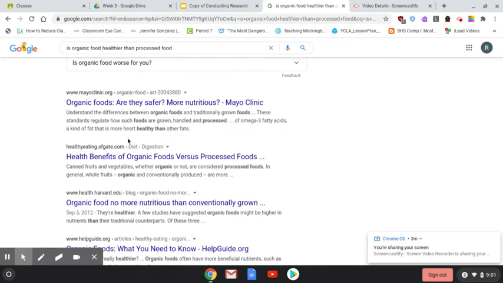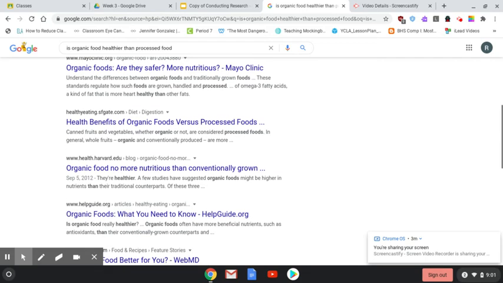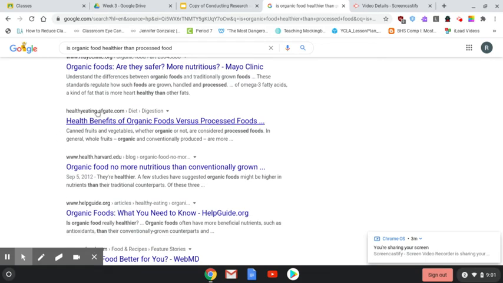Healthy Eating, sfgate.com is talking about diet and digestion. Health benefits of organic foods versus processed foods. As I'm looking through this, I would keep scrolling. That is not one that I would look at. It's Healthy Eating. It's nothing that I've heard of before as a specific organization. And again, it's .com.